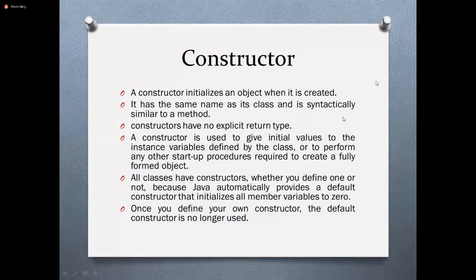Right, we were talking about the default constructor. Java will automatically provide the default constructor which initializes all member variables to 0. But once you define your own constructor, the default constructor is no longer used. After you declare a constructor, the default constructor will vanish. Then this is the syntax of a constructor. The constructor's name is the class name, and you have to put a set of brackets at the end of the constructor's name.